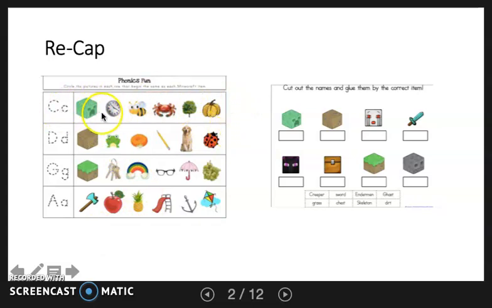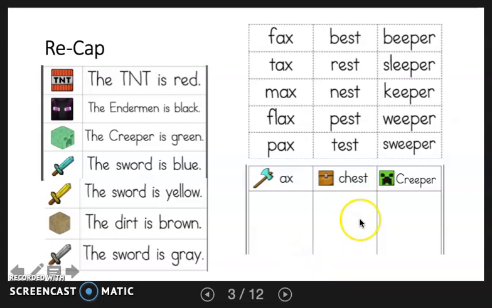So for k, we had clock, crab, and creeper. After that, we cut out the words that we'd been looking at, and we found which pictures went with which word. And we decoded the words using our understanding of the phonic sounds. Following on from that, we then used our phonics to read the sentences. The TNT is red, the Enderman is black, the creeper is green, focusing on the colours.